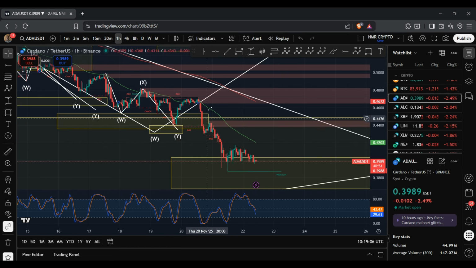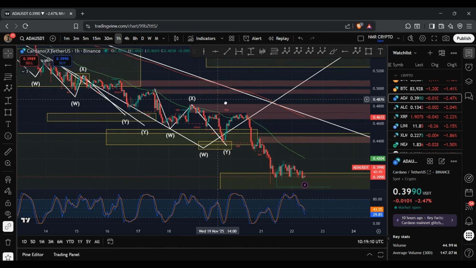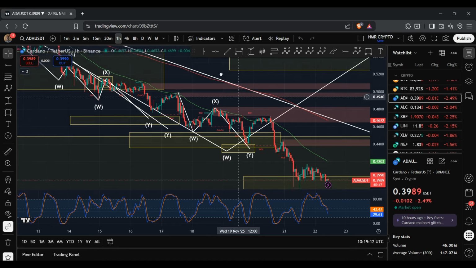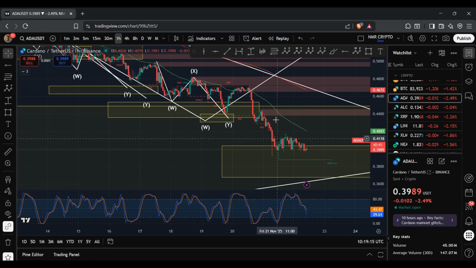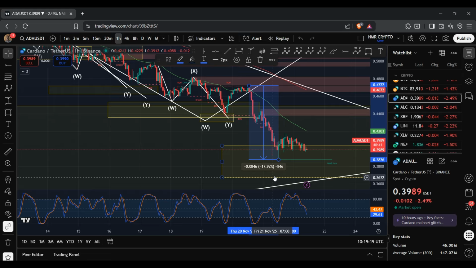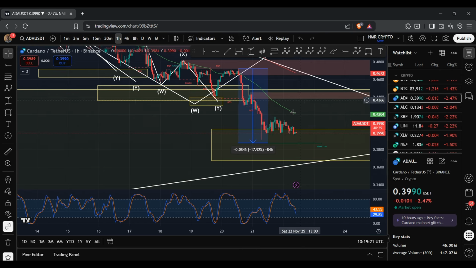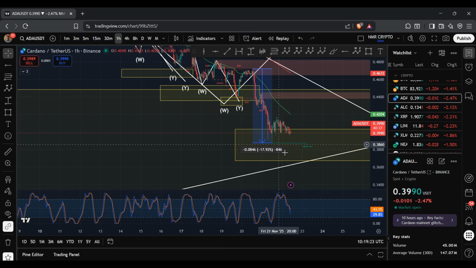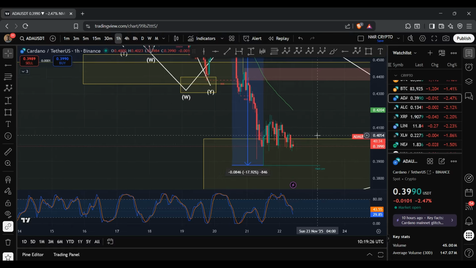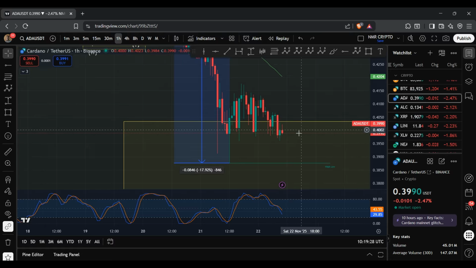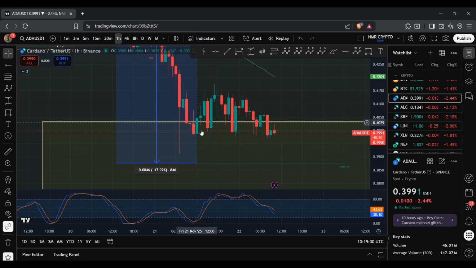But here you can see that we continued to get rejected at the 50 EMA, which is a similar story that's played out over and over again over the past month. And that then led to this capitulation event that took place, where we saw a move to the downside of around 18%. And so, yeah, again, now that we've tapped into this range, I will be looking out for that reversal to the upside.